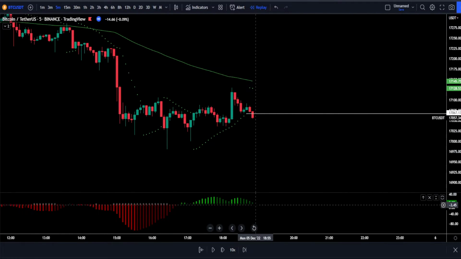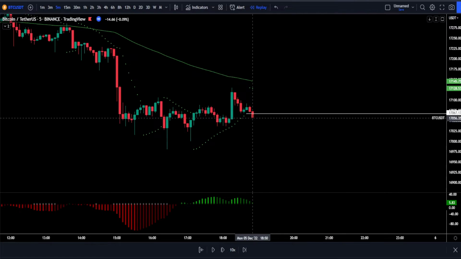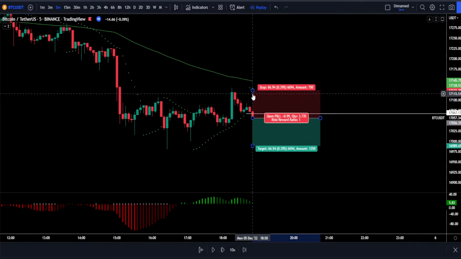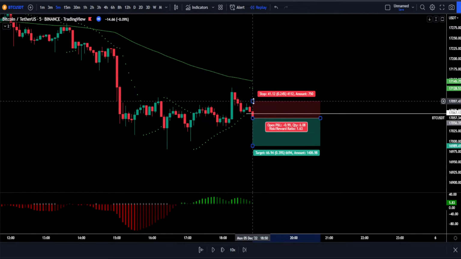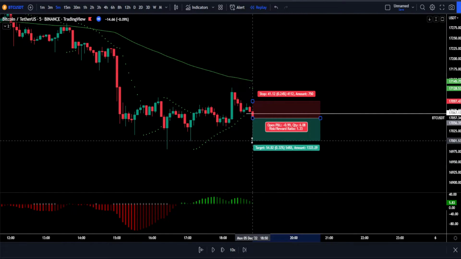We see that the squeeze momentum indicator is also about to turn from green to red. So we'd be opening our short position on the close of our trigger candlestick. Our stop loss will be set slightly above the candlestick that we had the last bullish parabolic SAR signal on, and we're going to be targeting 1.25 times the risk.